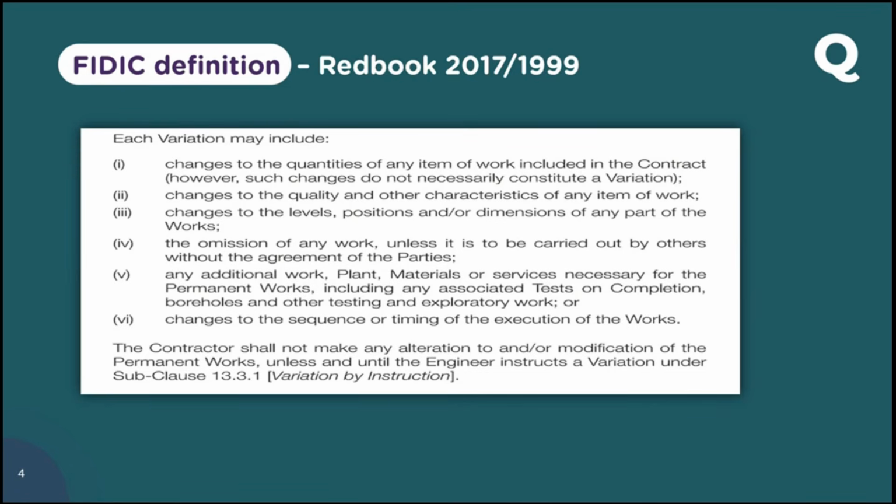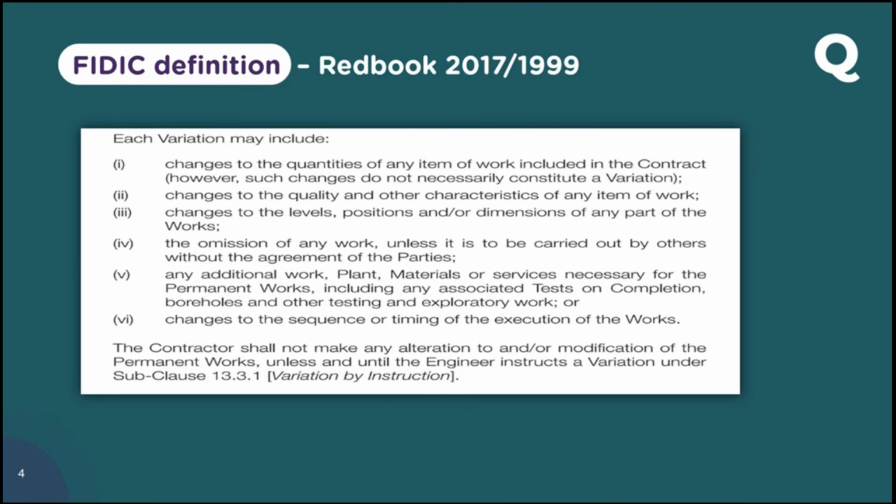Let's see what FIDIC says. I put a snippet from FIDIC. In both 2017 and 1999, the same definition is there. So what does FIDIC say? FIDIC says each variation may include, first, changes to the quantities of any item of work included in the contract. However, such changes do not necessarily constitute a variation. So the first point, they mentioned a variation may include changes to the quantity. That means there could be an addition. Second, changes to the quality and other characteristics of any item of work.